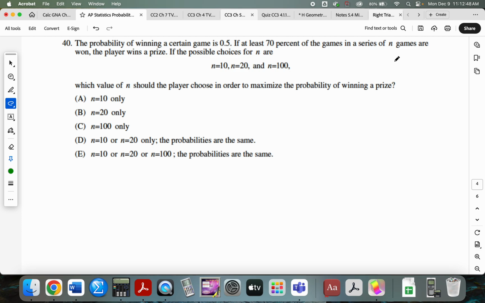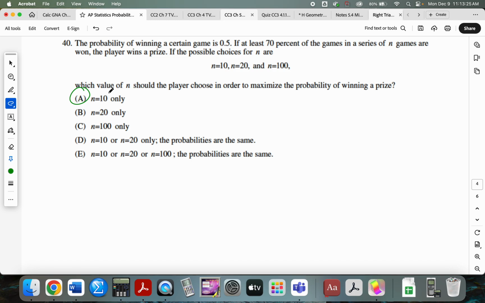All right, let's think about the law of large numbers, which says that the more times you do it, the closer your probability will come to the theoretical probability, right? So if we do this 100 times, we should be pretty close to 0.5. But we want to win 70% of the time. So we want to only do it 10 times. It's the opposite. It's an interesting way to get you to think about the law of large numbers.